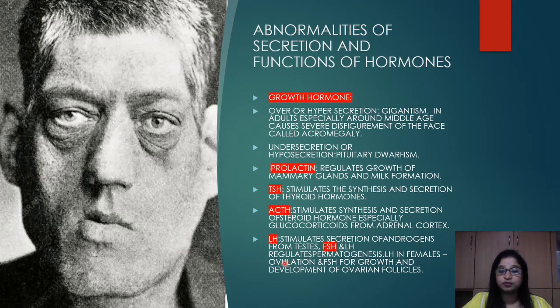It is responsible for ovulation, whereas the follicle stimulating hormone is needed for the growth and development of the ovarian follicles. This is an important part in the female reproductive system, and it is needed in the menstrual cycle and for reproduction. So these hormones play a very important role in the process of reproduction.